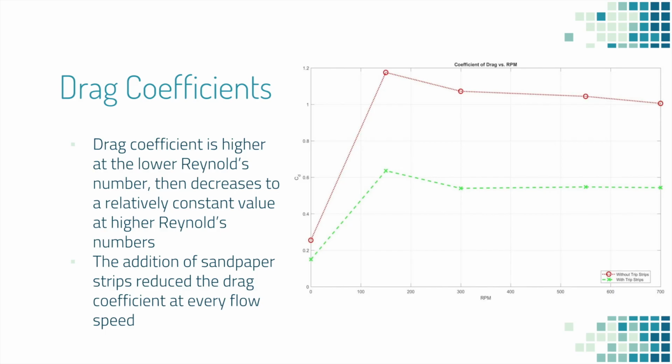When we take a look at our drag coefficients, our drag coefficient is higher at the lower Reynolds number, then decreases to a relatively constant value at higher Reynolds number. This trend occurs for both our test conditions with and without the trip strips, but without trip strips, our drag coefficients are a little bit higher on average. This can also be seen in our drag force plots.